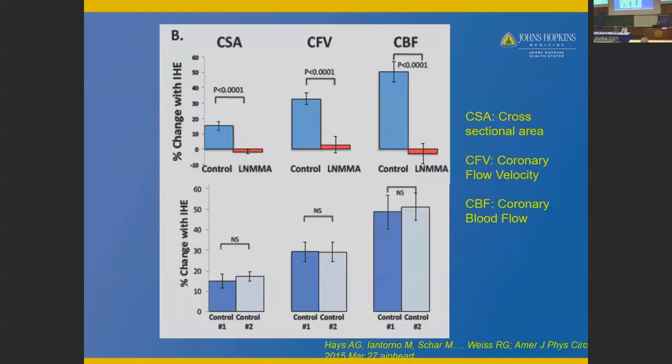Our main findings for this project showed that the administration of L-NMMA completely obliterated the response of the coronaries in terms of our 3 metrics: percent coronary area, percent coronary flow velocity, and blood flow in response to stress. We also did a control group just to make sure it wasn't a memory function, and the control group was negative.